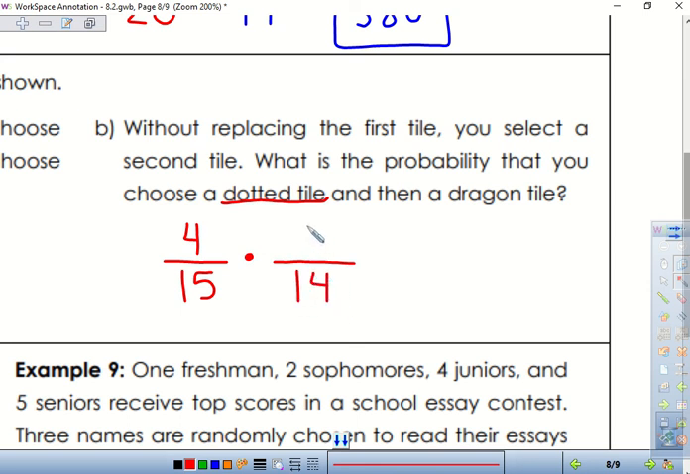14. And how many dragon tiles are there? There's 3. 3 dragons. Oh. So this 12 out of 210 reduces to 2 out of 35.